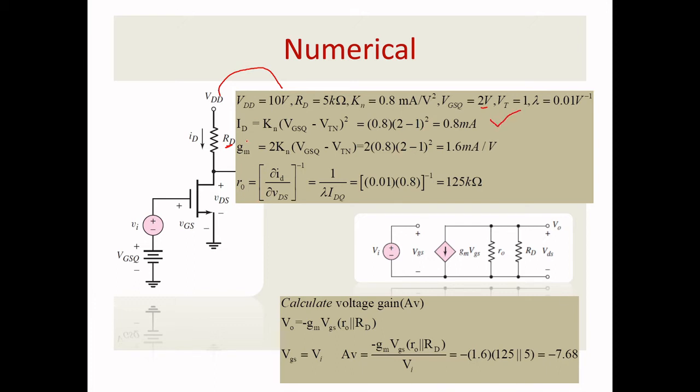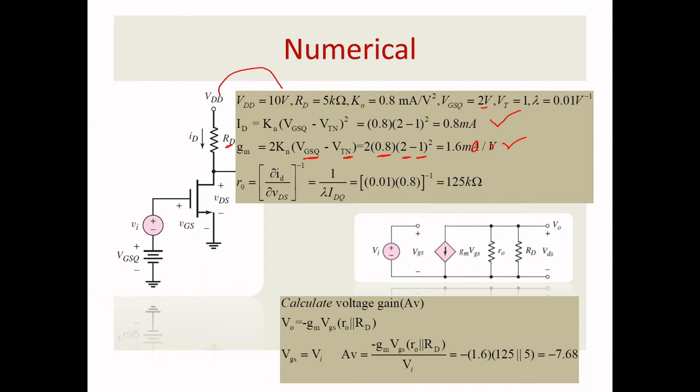Then I want to find gm. gm is 2 Kn (VGSQ minus VTN). So 2 Kn is 0.8, VGSQ is 2, and the threshold voltage is 1. So you will get 1.6 milliamps per volt. As for the unit, gm is the change of current with respect to voltage, so you can see that it is milliamps per volt.